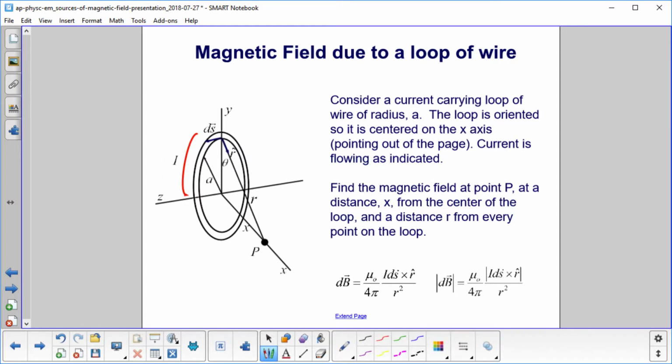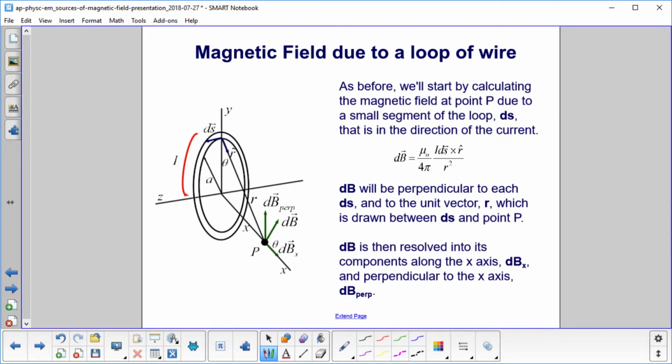We'll be using the Biot-Savart law. First we'll talk about what the vector behavior of the magnetic field is at point P, and then we'll go ahead and calculate the magnitude. We'll start by calculating the magnetic field at point P due to a small segment of the loop, ds, up here. ds is in the direction of the current.